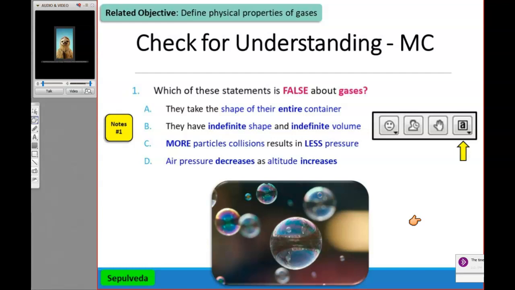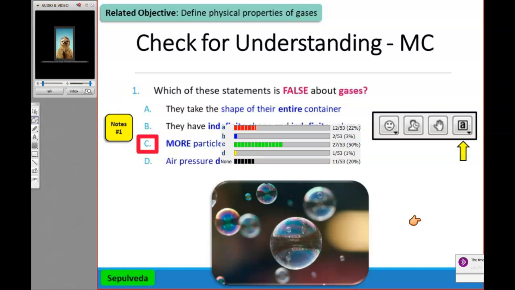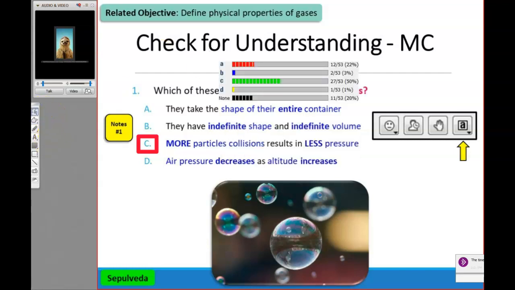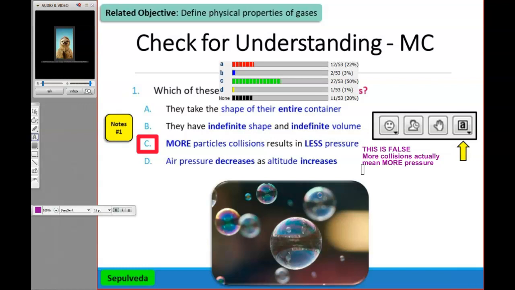Let's go ahead and post your polling. All right, the majority of us said C, and that is correct. C is correct. More particle collisions result in more pressure, so the statement in C is the false one. We just saw that demonstration that Mrs. Larkin did, when you notice that the more they're colliding together, the more pressure they're building. So absolutely, C is correct. More particle collisions result in more pressure. So when I say correct, this one is the false statement, okay?